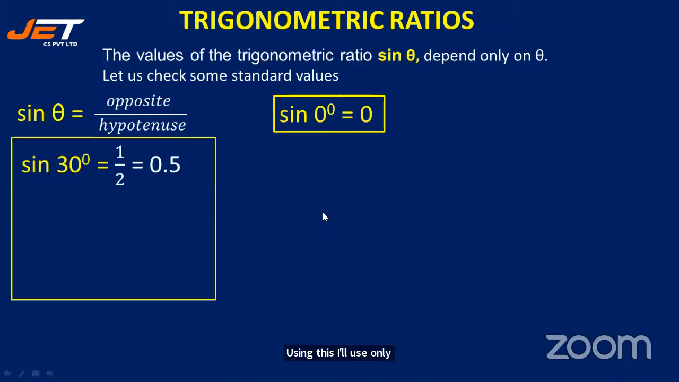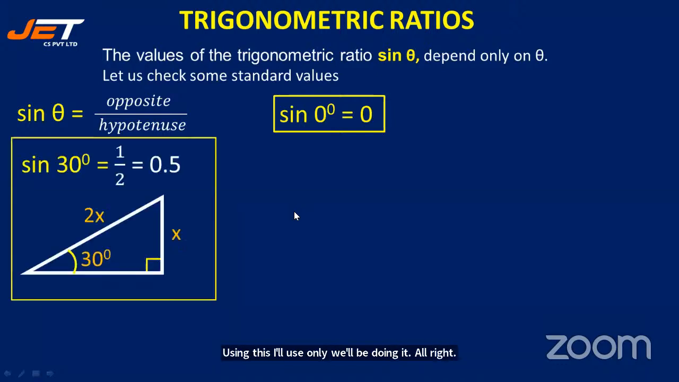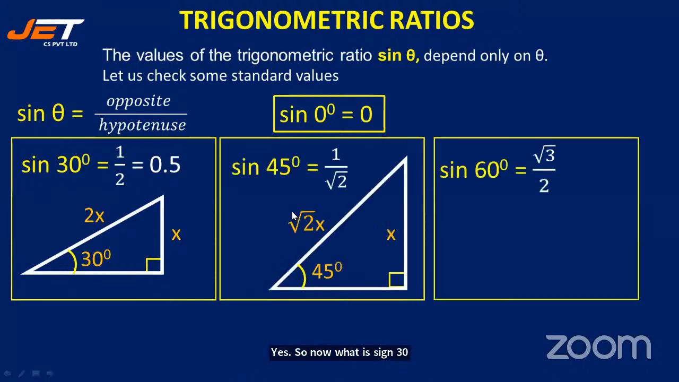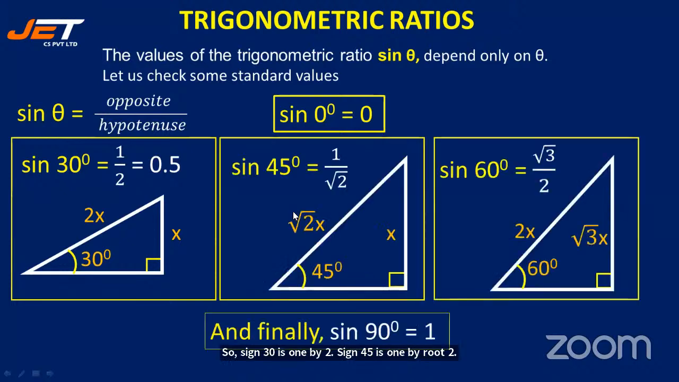So what is sine 30? Sine 30 is 1 by 2. Sine 45 is 1 by root 2. Sine 60 is root 3 by 2. And finally, sine 90 is 1. You don't have to learn the derivation of all this. You just have to know what is sine 30, sine 45, sine 60, sine 90, and sine 0.